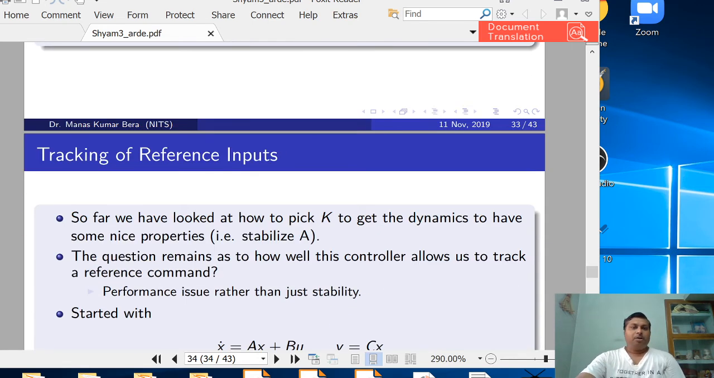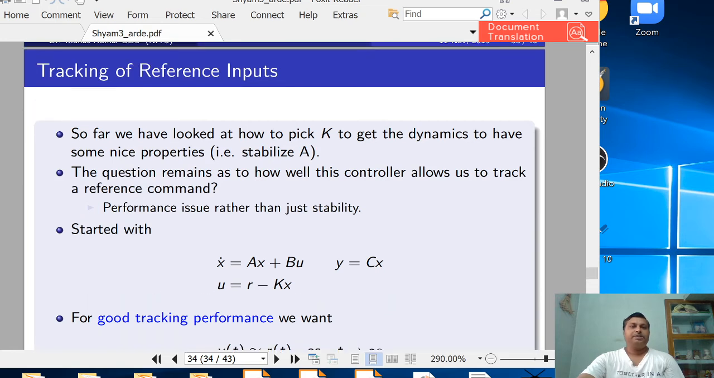Okay, now the last topic we will discuss is tracking of reference inputs. Till now we have looked at how to pick K to get the dynamics to have some nice properties, definitely the stabilization problem. In all cases we have seen that maybe the system is unstable, and we want to place the poles on the left hand side of the s plane so that we can stabilize the A matrix, meaning stabilize the closed loop system. Now the question remains as to how well this controller allows us to track the reference command.